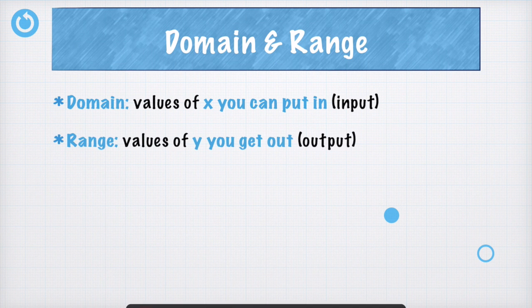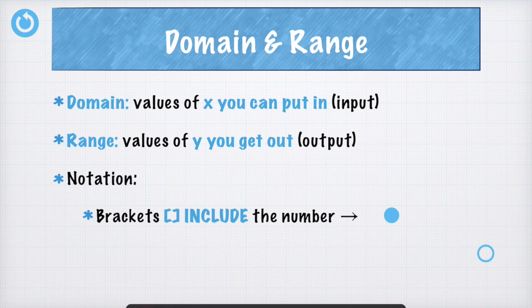Our range is the y values that you can get out. Whatever you're getting spit out of the function, our output, that's going to be our range. Our notation is going to be interesting, and it's going to go back to our open and closed circles, but we're going to add something else.